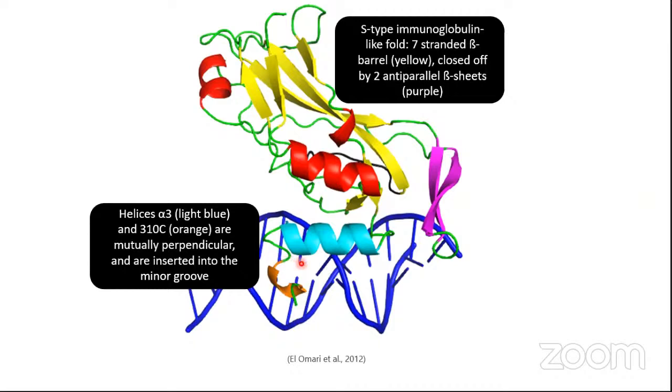Now, the T-box structures have not been solved in the presence and the absence of the T-box binding element for most T-box structures. Only in one T-box structure do we have it in the presence and the absence of DNA, and we can only get the DNA binding mechanism from that structure.